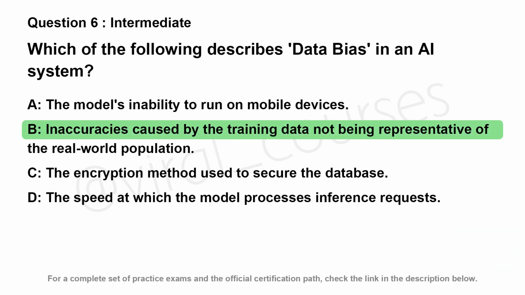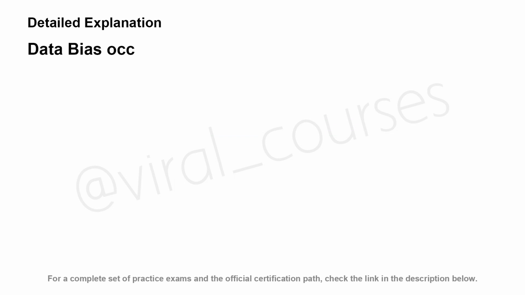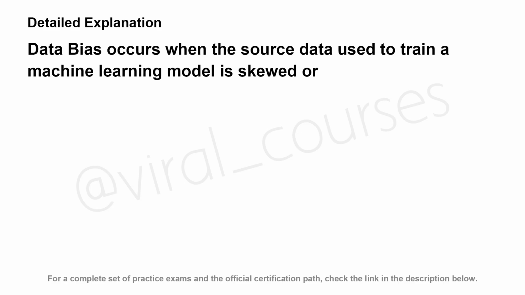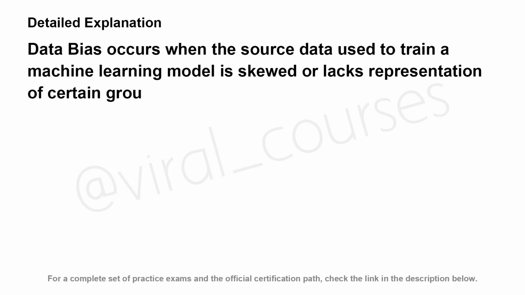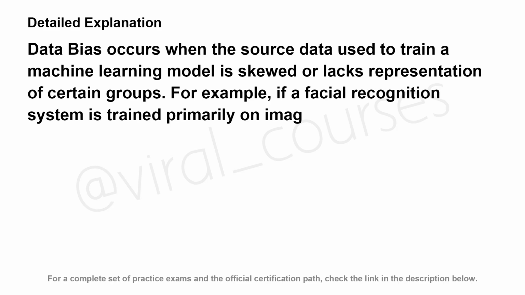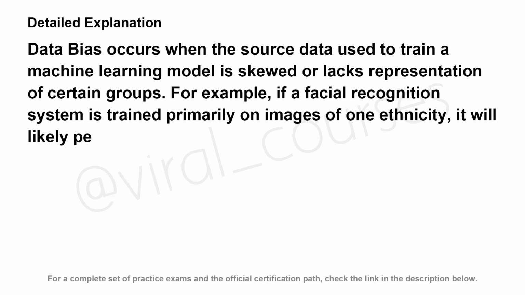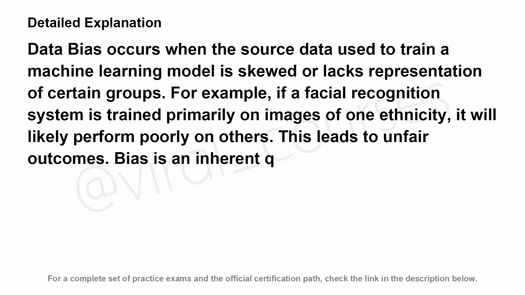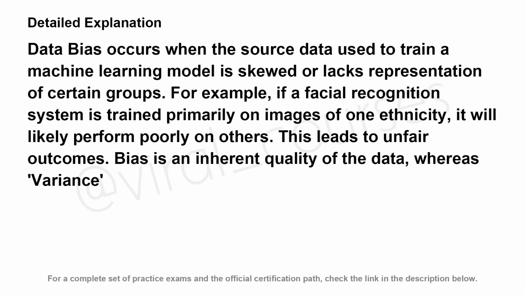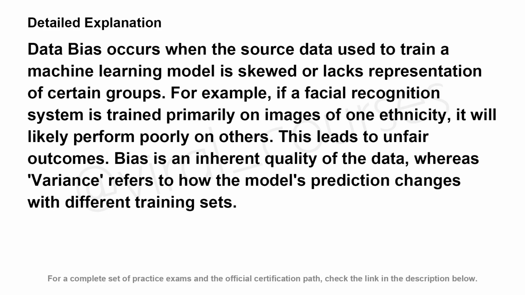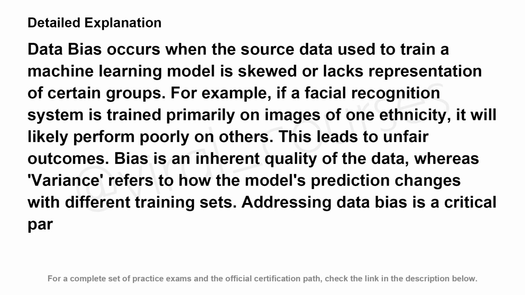The correct answer is B. Data bias occurs when the source data used to train a machine learning model is skewed or lacks representation of certain groups. For example, if a facial recognition system is trained primarily on images of one ethnicity, it will likely perform poorly on others. This leads to unfair outcomes. Bias is an inherent quality of the data, whereas variance refers to how the model's prediction changes with different training sets. Addressing data bias is a critical part of ethical AI development.